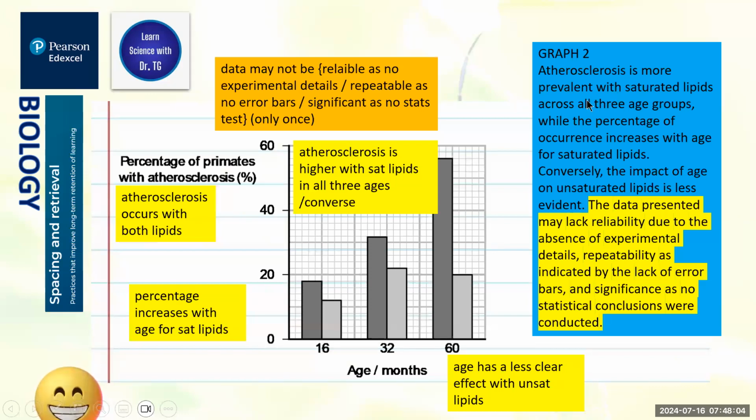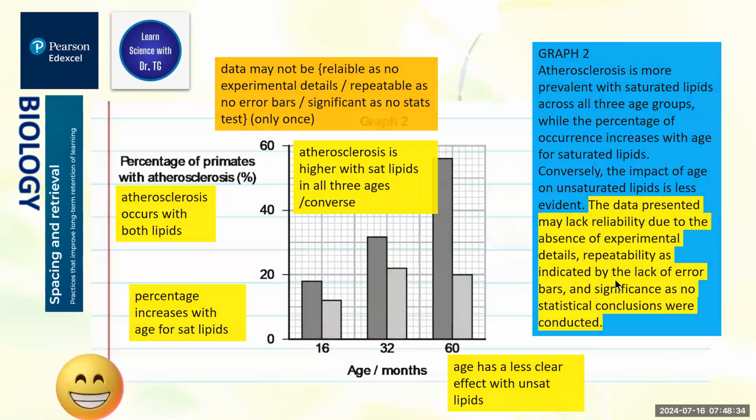Atherosclerosis is more prevalent with saturated lipids across all three age groups, while the percentage of occurrence increases with age for saturated lipids. Conversely, the impact of age on unsaturated lipid is less evident. Then the statistic: the data presented may lack reliability due to the absence of experimental details and repeatability, as indicated by the lack of error bars and no mean value; a statistical conclusion cannot be drawn.